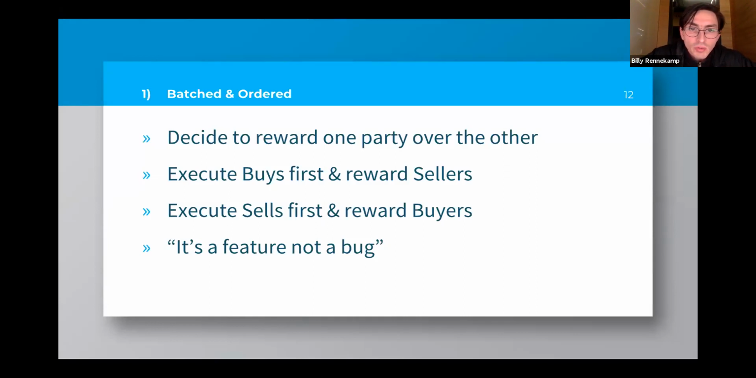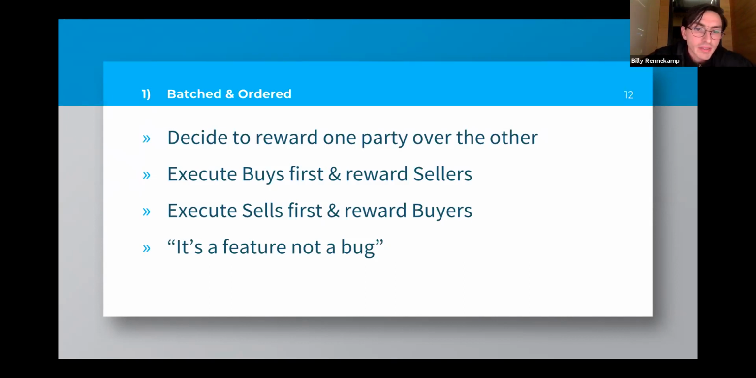If you were to execute all of the buys first, this would be a reward for the sellers because after the buys take place, the general price will move up. And then if the sellers were to execute their orders, they would benefit from this new high price because, of course, sellers want to sell high. Alternatively, if you executed the sells first, the price would move down from the initial point, and the buyers would benefit from this because, of course, buyers want to buy low.